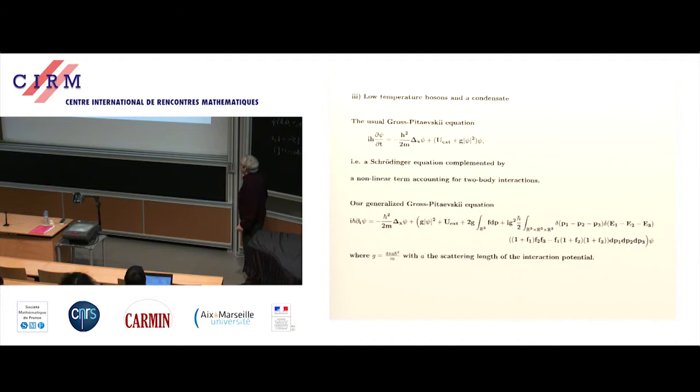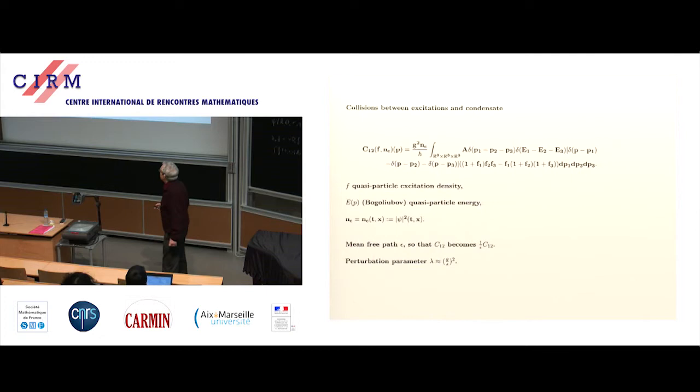As for the kinetic part, the collision operator should describe collisions between the condensate and the excitations. NC is the density of the condensate. E is the kinetic energy of the excitations, and F is, of course, the density of the excitations.